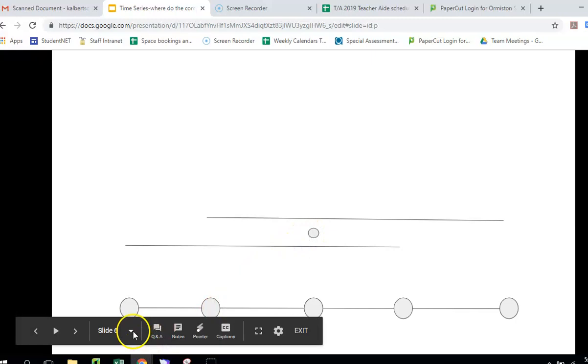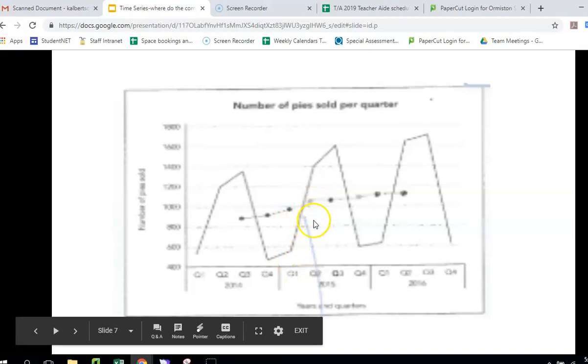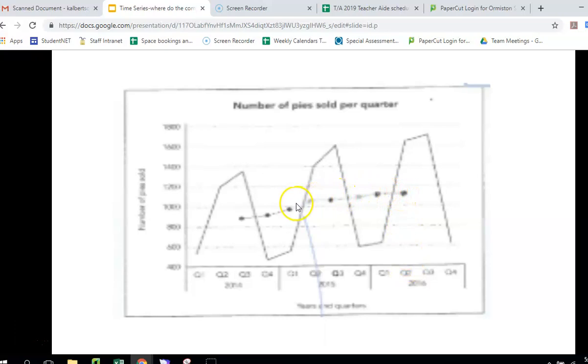Okay, and then what we did when we found those centered moving means is we actually plot them on our graph, and we can because they're on top of values. What I don't like about the book is it doesn't have very clear spaces to plot them above, but you're going to plot them on your graph.